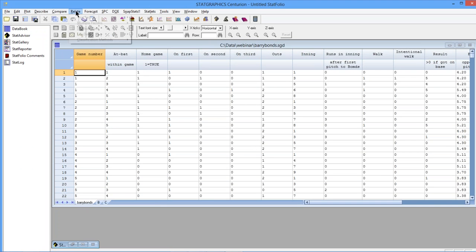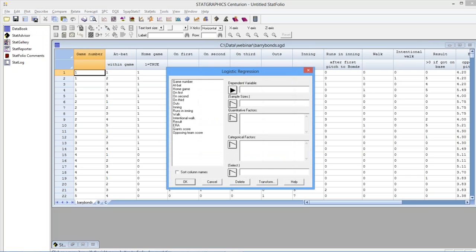To fit a logistic regression, we will go to Relate, Attribute Data, Logistic Regression. Now, this is going to look a lot like the general linear models procedure in that there'll be a field for the dependent variable, which is going to be result greater than zero. When I type in result greater than zero, that will be my response. The quantitative factors are going to be ERA, the giant score, the opposing team score, and also what inning it was. So I'll put in four quantitative factors. For categorical factors, I'll put in the outs, on first, on second, on third, and also whether or not it was a home game. Now, like the general linear models procedure, the logistic regression will set up whatever indicator variables it needs.